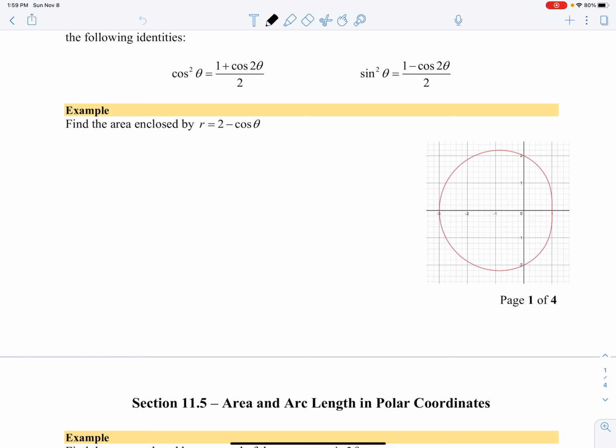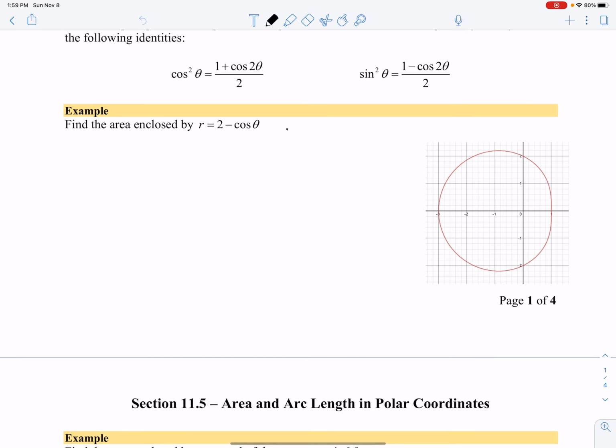All right, so what we're going to do is find the area of a region that is defined in polar coordinates. So we have here the area enclosed by r equals 2 minus cosine theta, which is shown to the right. And the thing to realize, as with most of these functions, since they are trig functions, is that we sweep through the entire curve between 0 and 2 pi. And that is the case here. You can always check that with a graphing utility as well.